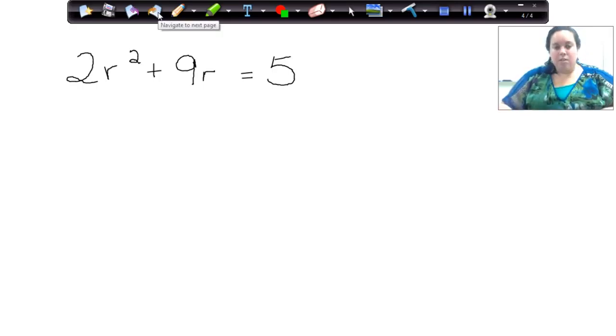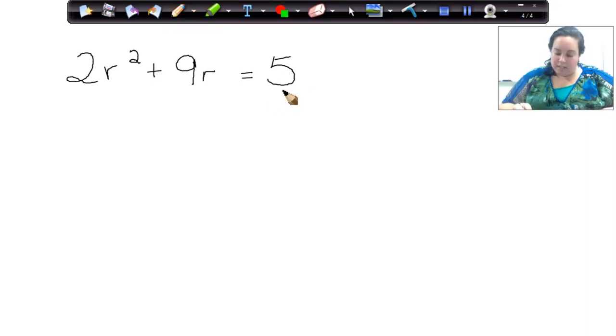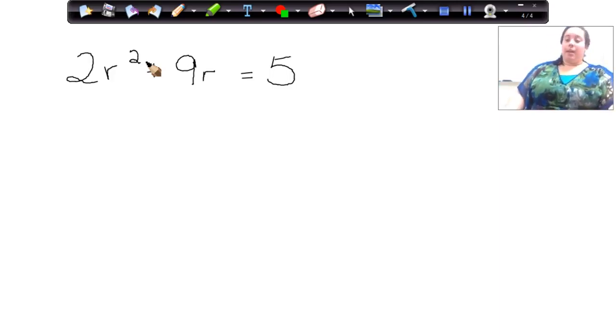Okay, let's try this one. Can we solve this one by factoring? Can we use the zero property of multiplication and say that 2r squared has to be 5 or 9r has to be 5? No, there's several things wrong with that. First of all, it's the zero property of multiplication, so our equation has to equal 0 for this to work. Our equation right now doesn't equal 0, it equals 5. Another thing is that our equation has to have multiplication in the middle. This has addition.